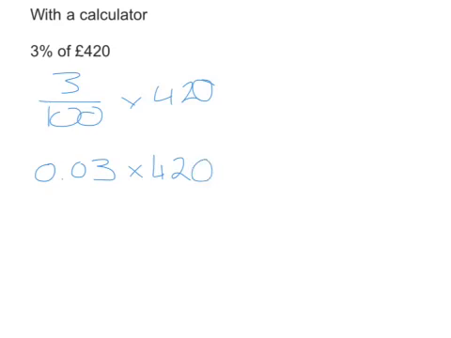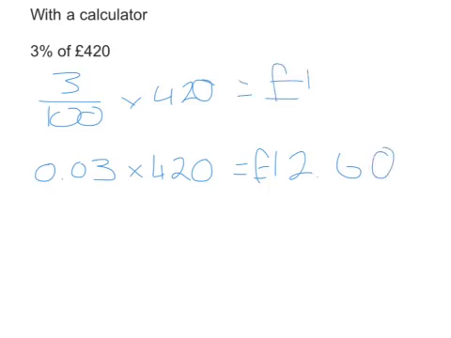And in this case, the answer is 12.6, right? We're talking about 420 here, so it's got to be to 2 decimal places, so £12.60.